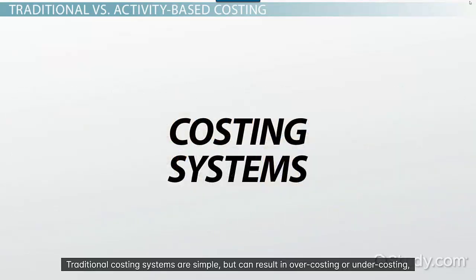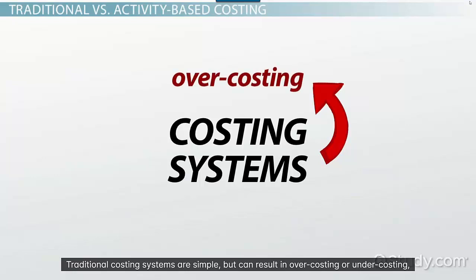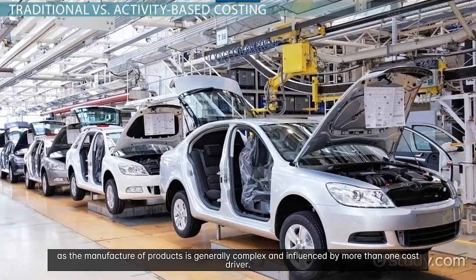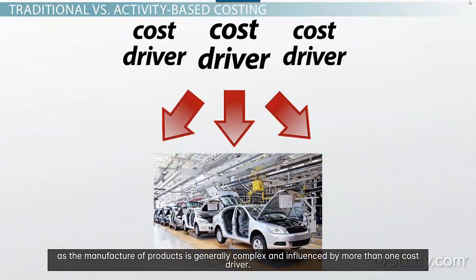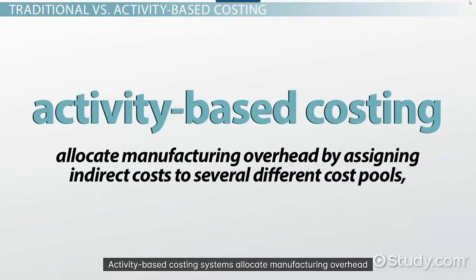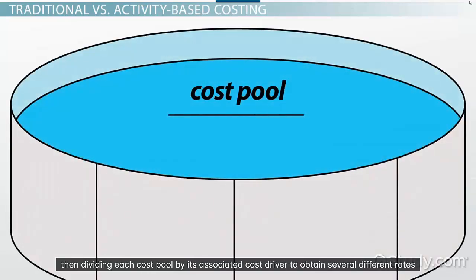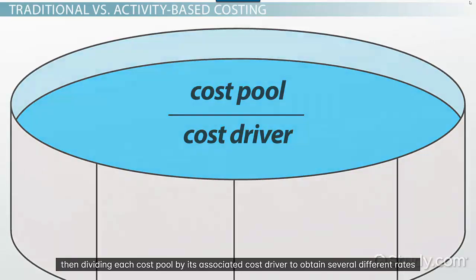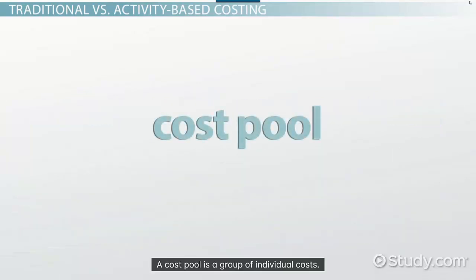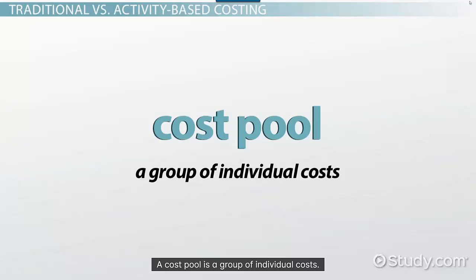Traditional costing systems are simple, but can result in overcosting or undercosting, as the manufacture of products is generally complex and influenced by more than one cost driver. Activity-based costing systems allocate manufacturing overhead by assigning indirect costs to several different cost pools, then dividing each cost pool by its associated cost driver to obtain several different rates that can then be used to allocate overhead to different products. A cost pool is a group of individual costs.